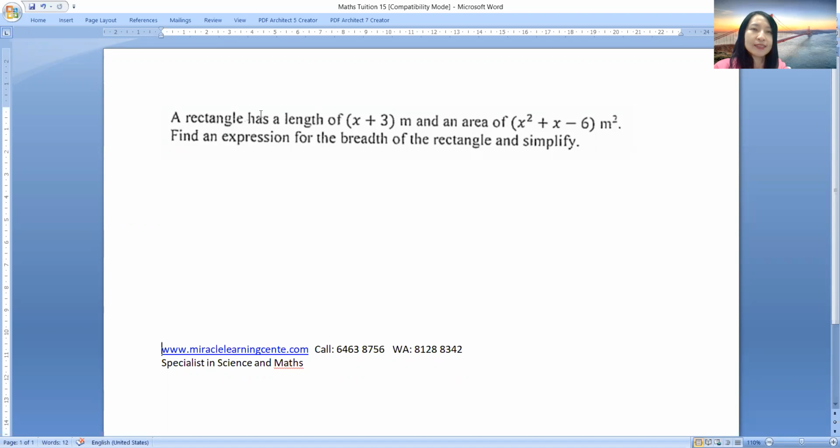A rectangle has a length of x + 3 meters and an area of x² + x − 6 meters squared. Find an expression for the breadth of the rectangle and simplify.